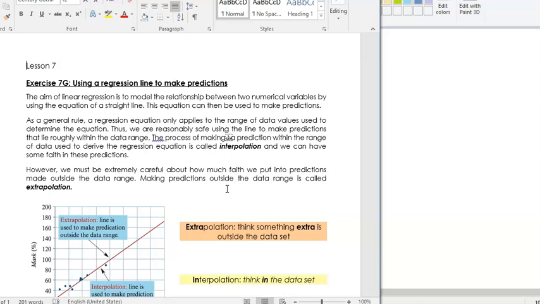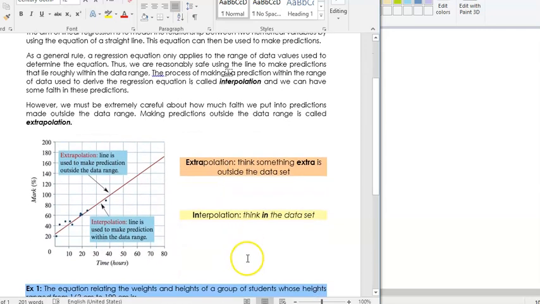The process of making a prediction within the range of data used to derive the regression equation is called interpolation, and we can have some faith within these predictions. However, we must be extremely careful about how much faith we put into predictions made outside of that data range. Making predictions outside that range is called extrapolation.